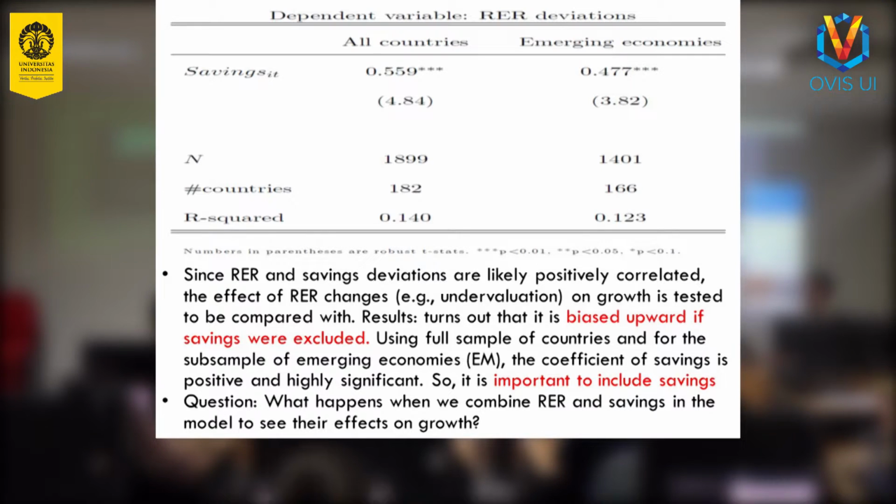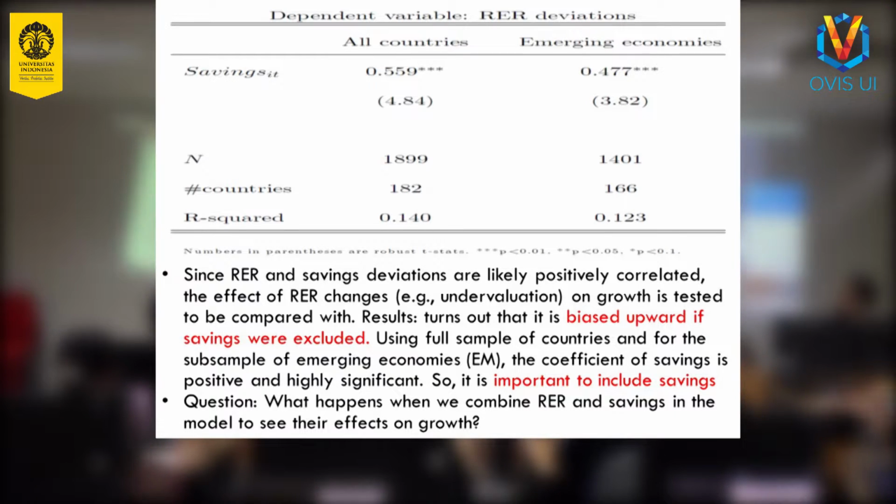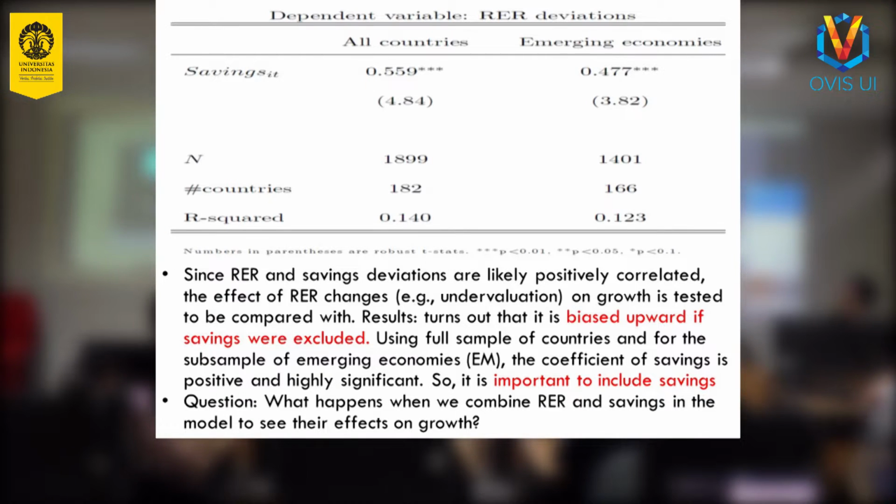Because if you just run a single regression with exchange rate on the right-hand side, then definitely you suffer from model misspecification. And that is the reason why modelers try to see what is the role of other factors that can contribute to growth. And one of those other factors is basically saving.